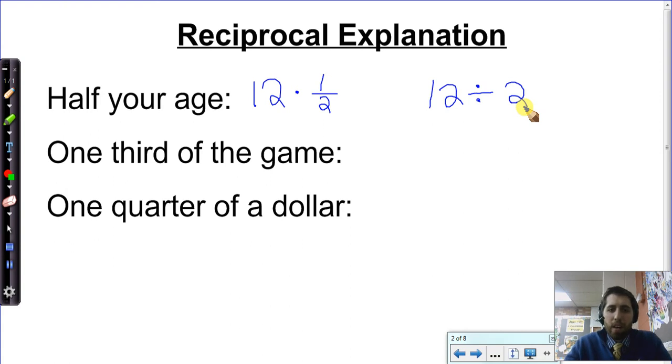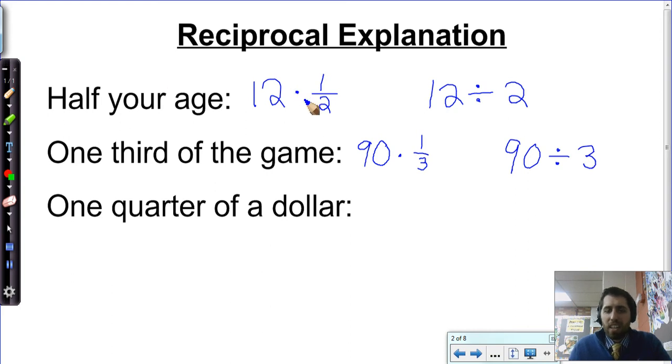If we're talking about a soccer game, I like soccer a lot. Soccer games are 90 minutes. So what is 1/3 of the game? If you played 1/3 of the game, how many minutes did you play? Well, you could say 90 times 1/3. Or a lot of people are going to say, let's just do 90 divided by 3. And that would work as well. These will both give you the same answer. In the first case, half your age would be 6. 1/3 of a 90-minute game is 30 minutes.